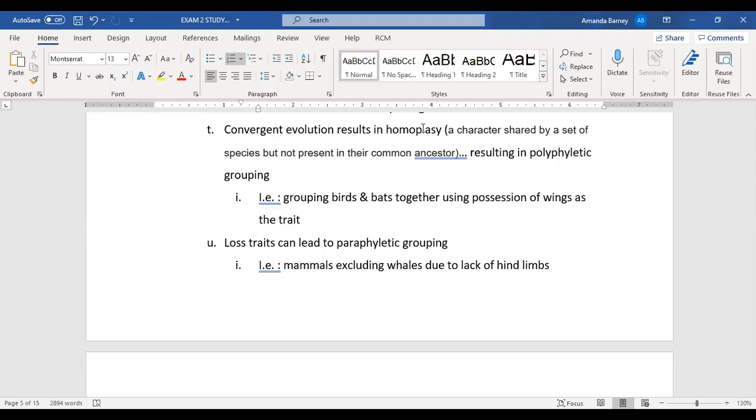So polyphyletic, you have things that are grouped together that don't belong together. Paraphyletic, you have things that are not grouped together that do belong together. And paraphyletic often happens because of an evolutionary loss of a trait. An evolutionary loss of a trait just means that that species evolved in such a way that it no longer needed that trait, or it lost it somehow through some kind of selection. It lost that trait, and that's an evolutionary loss.